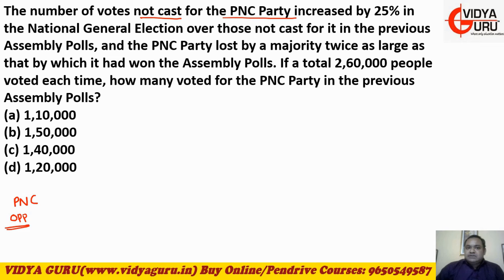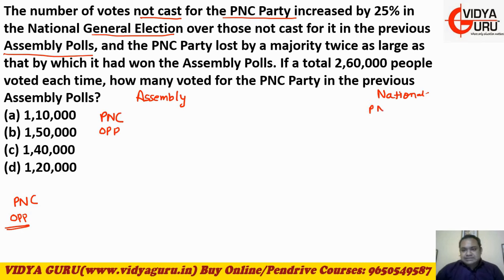So the number of votes not cast for PNC party increases by 25% in national general election over those not cast for it in the previous assembly polls. So 2 elections were mentioned. One was assembly poll, assembly election, that means local election. Other is national election. So 2 times elections are held. Only 2 parties are participating, PNC and opposition. So PNC and opposition. What else do we know?